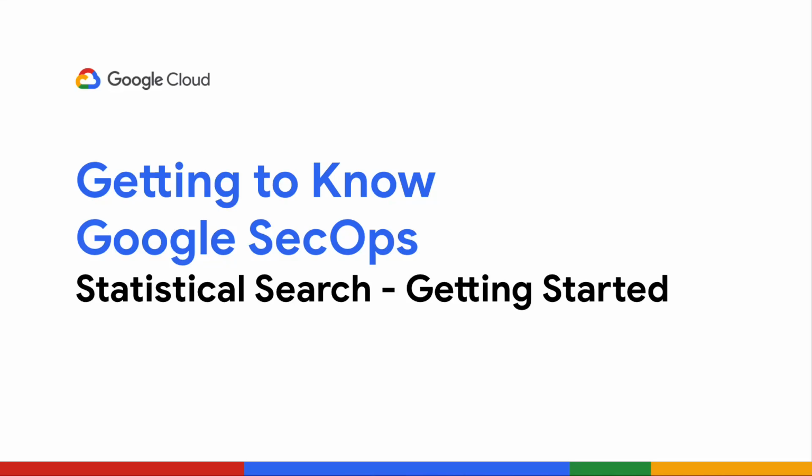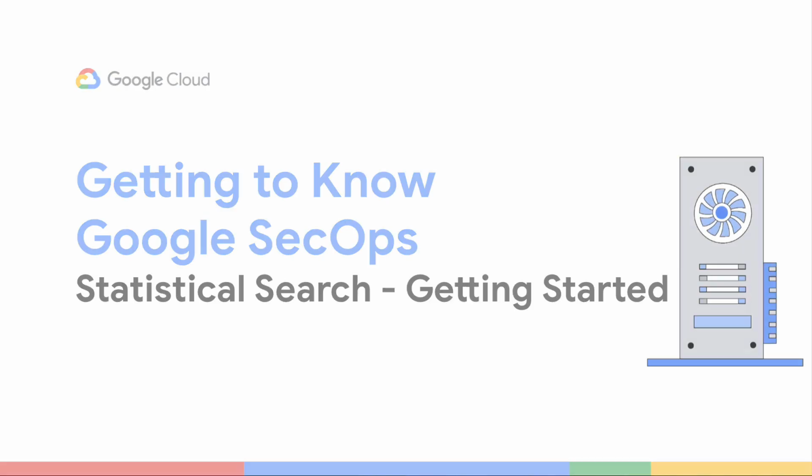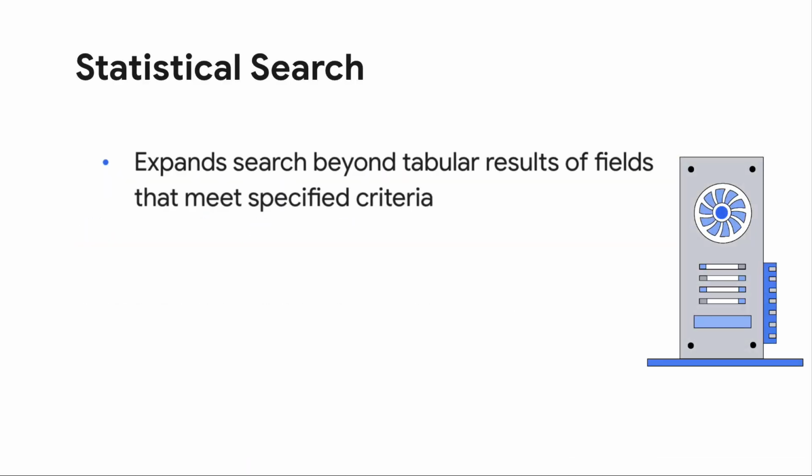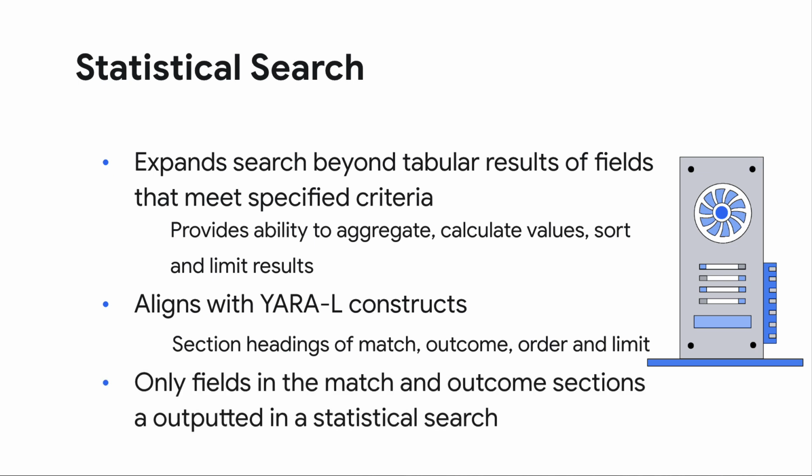I'm John Stoner, and today we're going to introduce the statistical search capability that extends UDM search to ask more complex questions of your data. Statistical search is an expansion of search that goes beyond the tabular result set that we get when we specify fields and values. With statistical search, the analyst has the opportunity to aggregate data by common values and generate calculated values while applying sorting and limits on the result set.